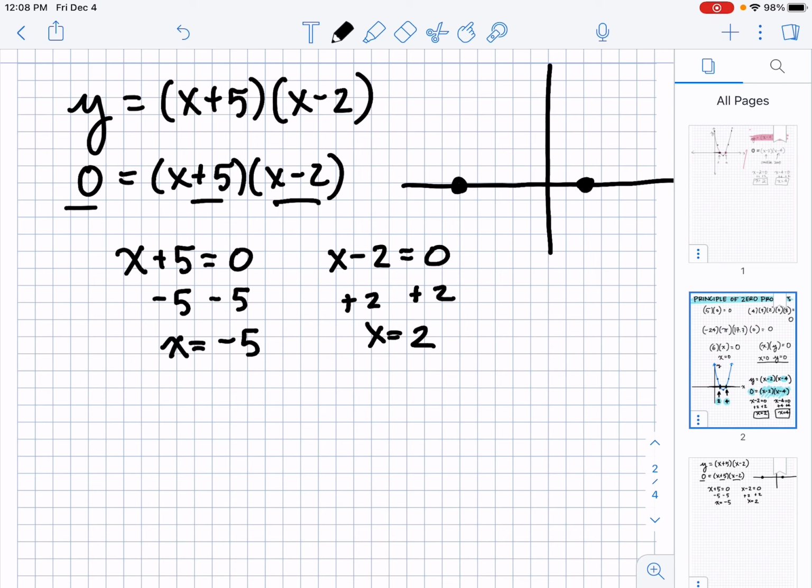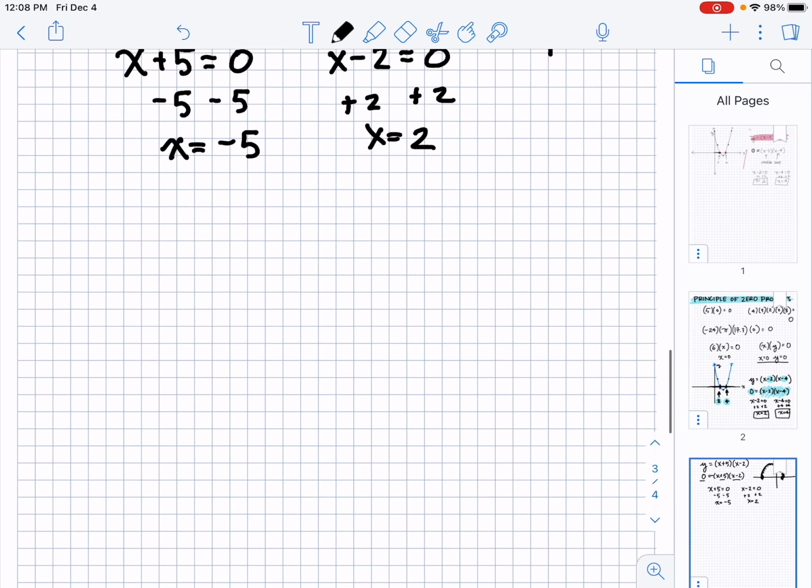X-intercepts are important because they tell us all kinds of things. If we are thinking about a projectile being shot into the air and landing somewhere, well, our x-intercepts tell us where that projectile was launched and where it lands. So we really care about that. Of course, if this was a parabola facing down, we would be negative.